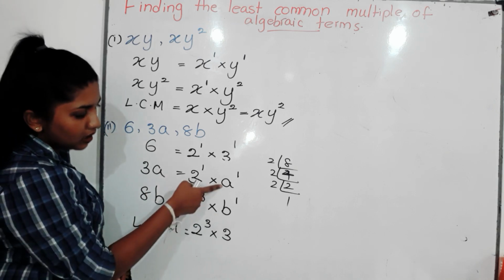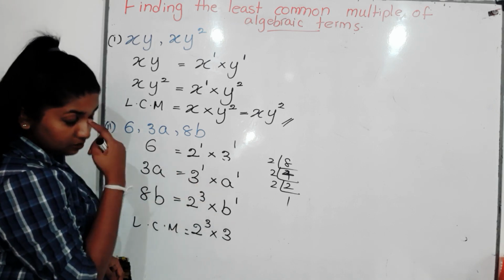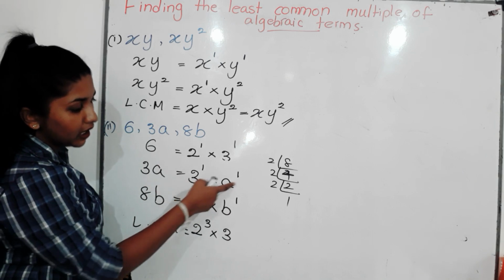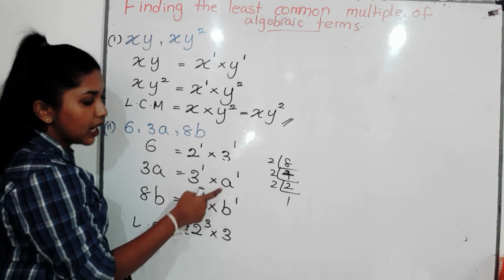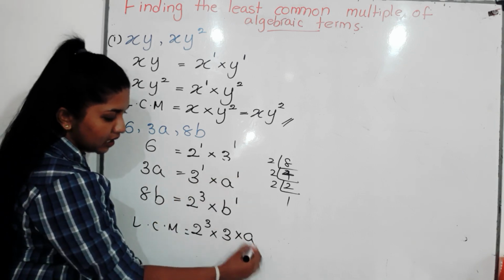Then we have to move to the letters. a to the power 1, b to the power 1. a to the power 1 is a.